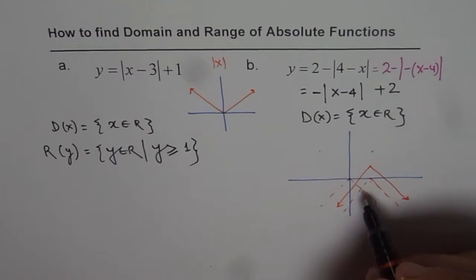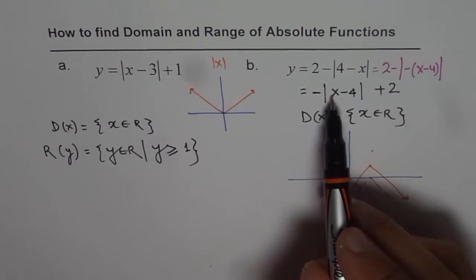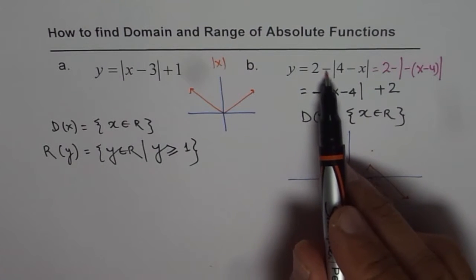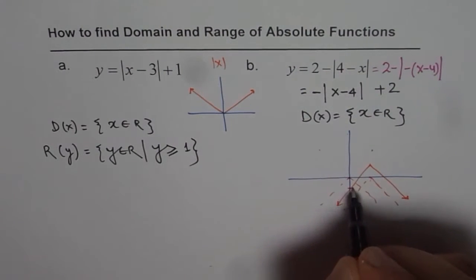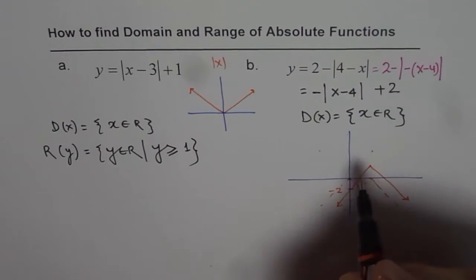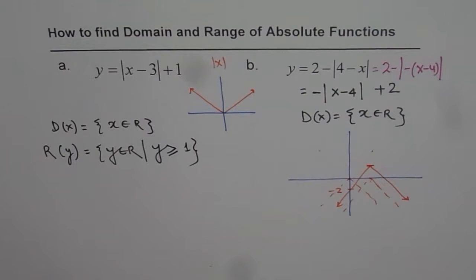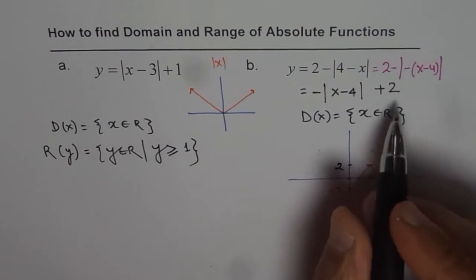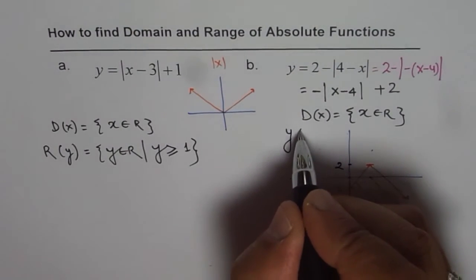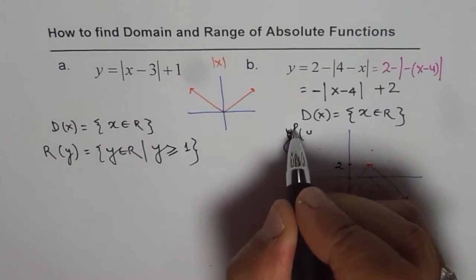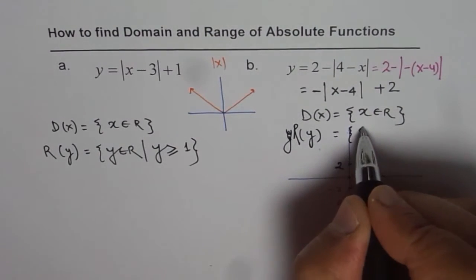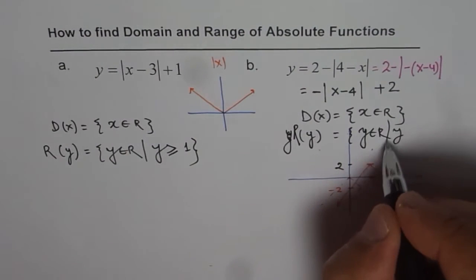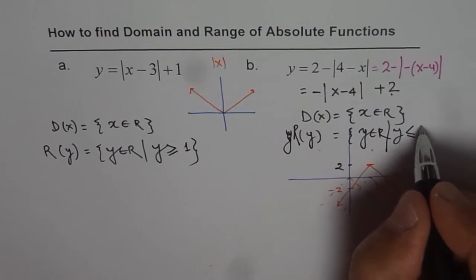Now in this, if I put x equals 0, I know this is minus 4 plus 2. So you get 2 minus 4, which is minus 2. So this point is minus 2. Anyway, the important point is this one, the vertex of your absolute function, which is at 2. And therefore we can write range R equals y belongs to real numbers. Since it is reflected on the x-axis, y is less than or equal to 2.